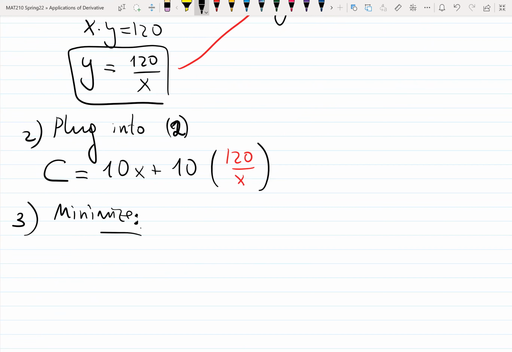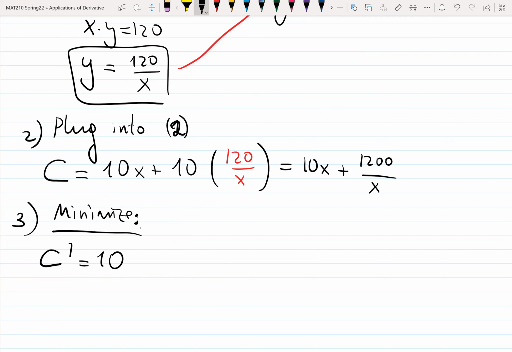And we know how to do it. We already did it right now in this review. C prime is 10. You can simplify, right? It will be 10x plus 1200 over x. Do you remember how to take the derivative of that?